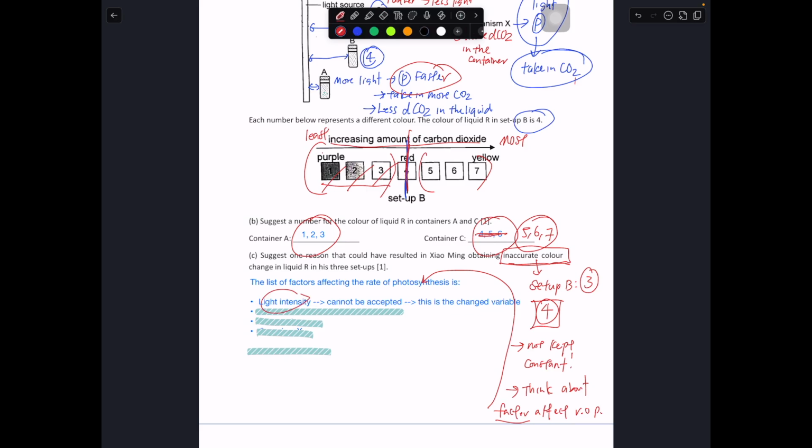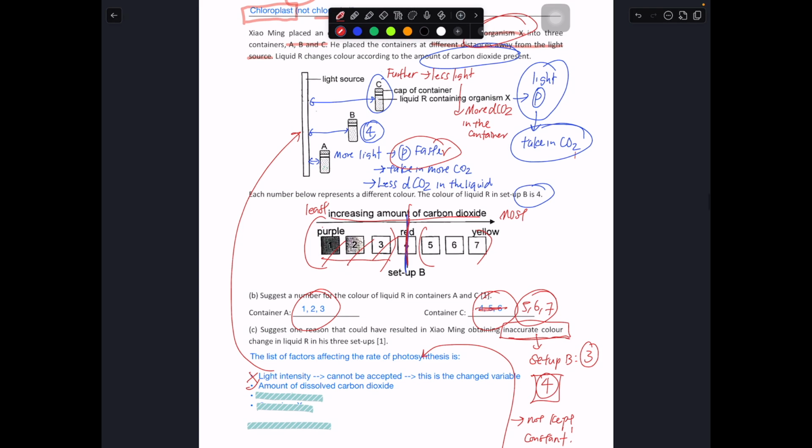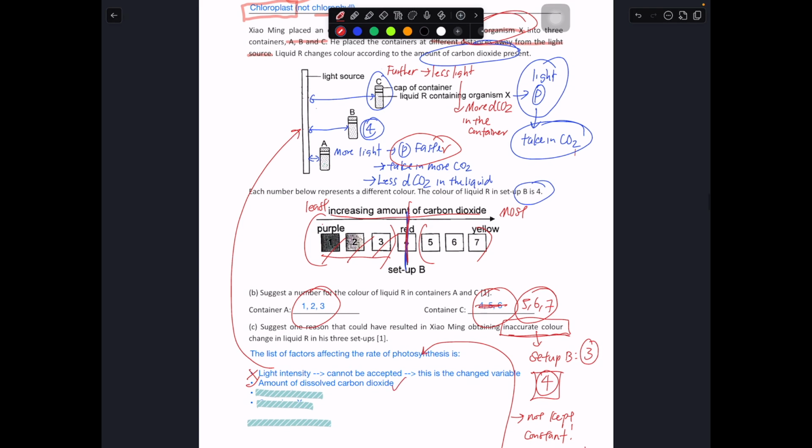Can light be the answer? Light cannot be accepted because light is the changed variable. You are testing for light, so light should be the one that is changing. So it cannot be the answer that will affect the inaccuracy of the color change in liquid R. So you cannot accept light. What are some possible examples? The amount of dissolved carbon dioxide in the container may not be the same at the first instant. So this might lead to inaccuracy in the measurement. That is possible, correct? The amount of dissolved carbon dioxide could be different at the start.